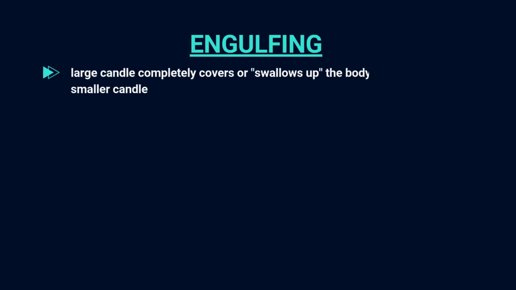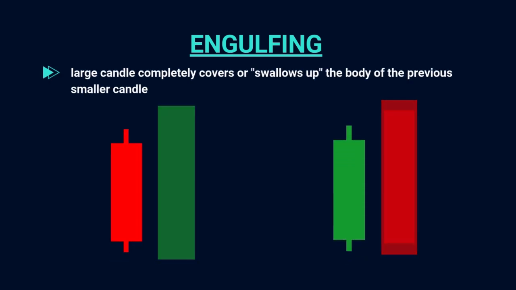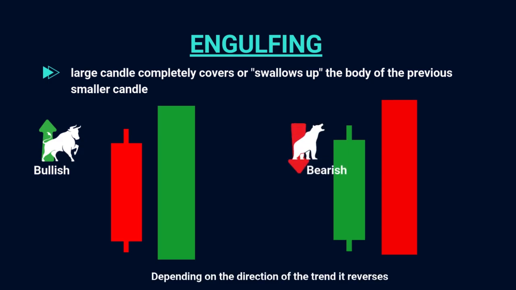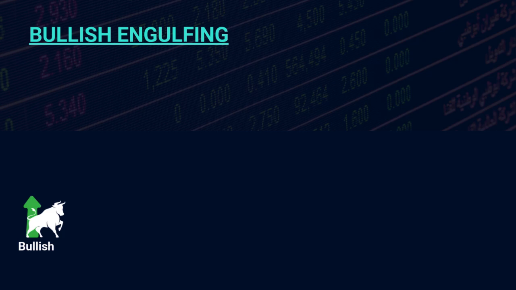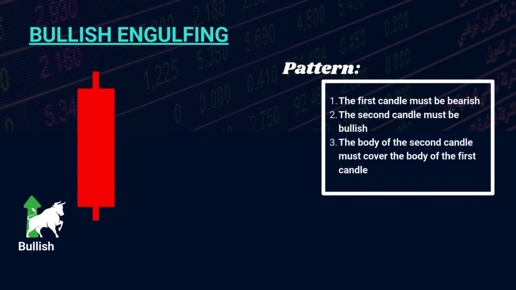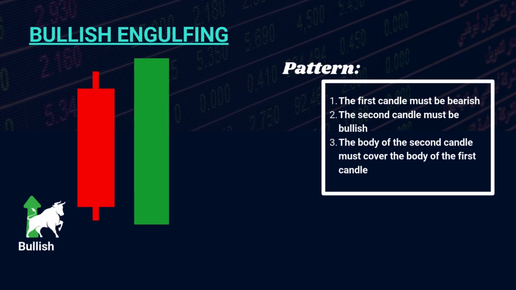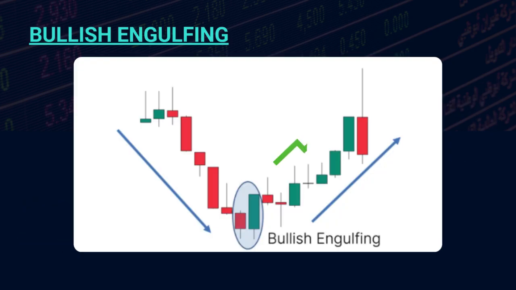An engulfing candlestick is a chart pattern where a large candle completely covers or swallows up the body of the previous smaller candle, indicating a shift in market sentiment. It can be bullish or bearish depending on the direction of the trend it reverses. A bullish engulfing candle forms when a small bearish candle is followed by a large bullish candle. The bullish candle's body completely engulfs the bearish candle's body, indicating a potential reversal of the previous bearish trend.